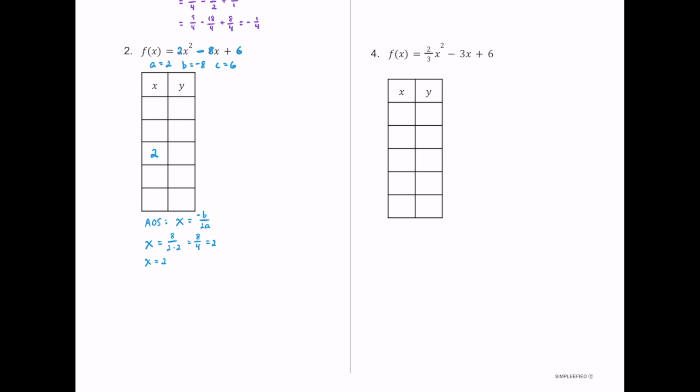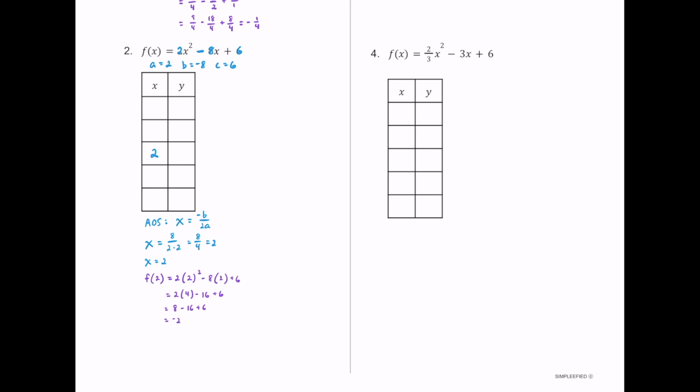Okay. Now that we know that, let's see if we can find the vertex. The vertex is also located where the AOS is. We just have to find the y value. For the vertex, we can say f of 2 will tell us where the vertex is. So f of 2 is 2 times 2 squared minus 8 times 2 plus 6. Let's see what that's going to be. 2 times 2 squared is 2 multiplied by 4, minus 8 times 2, which is 16, plus 6. So that's 8 minus 16 plus 6. 8 take away 16 is -8, plus 6 is -2.